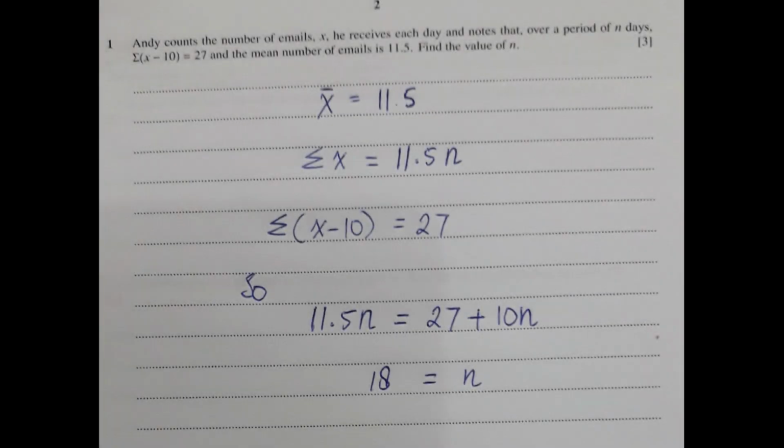And since we know from the question that sigma (X minus 10) is equal to 27, then we can make the equation 11.5n is equal to 27 plus 10n. n is equal to 18.